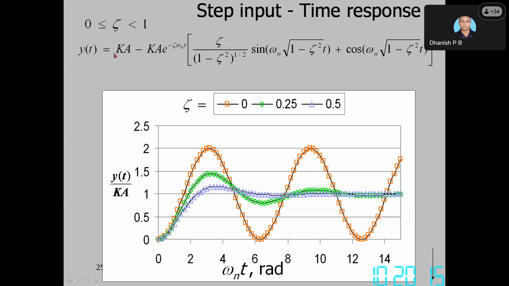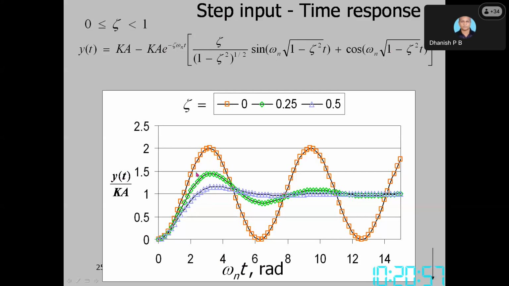So when zeta is between 0 and 1, y(t) is Ka minus Ka into e raised to minus zeta omega n t into, okay, this is what we just saw. So this is the solution. If you plot this graph, since omega n occurs here as omega n into t, we make that a variable to generalize it. Then when t equal to 0, the output will be 0. So this y-axis is y(t) by Ka. So Ka has been taken down.